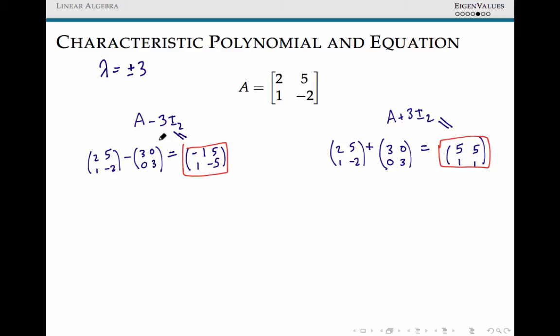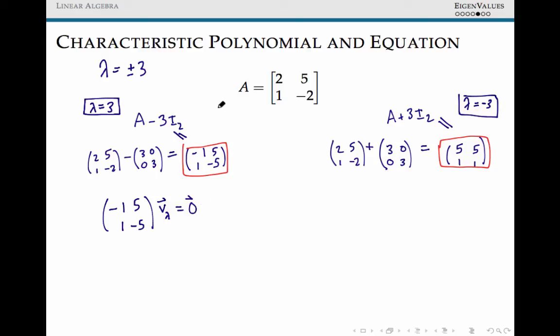So to calculate an eigenvector for each of these corresponding eigenvalues, this left-hand side is lambda equal to positive 3, and this right-hand side is lambda equal to negative 3. So just as a reminder of what we're calculating on each side, for this negative 1, 5, 1, negative 5, an eigenvector would be any vector v that maps to zero. So again, we were looking for elements inside the kernel of each of these new matrices. And this 5, 5, 1, 1, all times some new eigenvector over here.